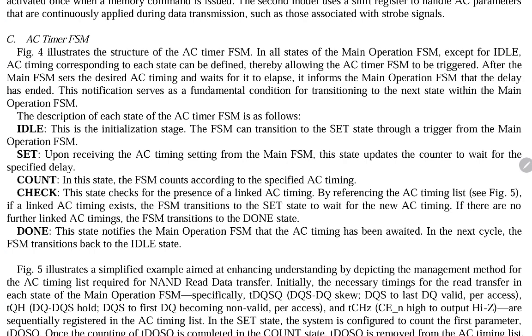If a linked AC timing exists, the FSM transitions from the set state to wait for that AC timing. If there are no further linked AC timings, the FSM transitions to the done state. Done: this state notifies the main operation FSM that the timing has been awaited. In the next cycle, the FSM transitions back to the idle state.